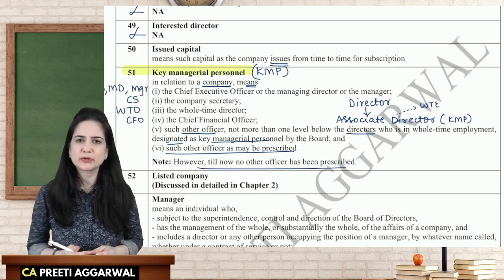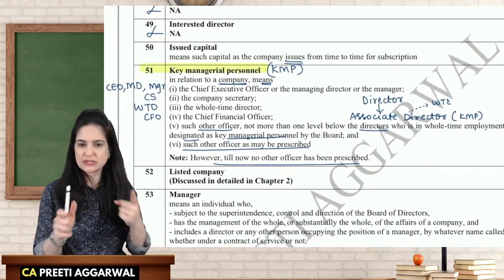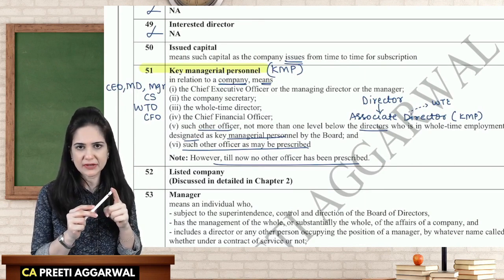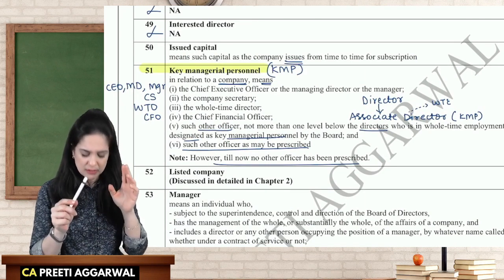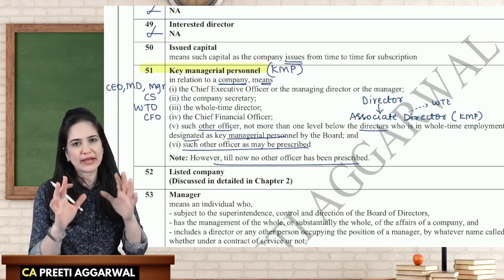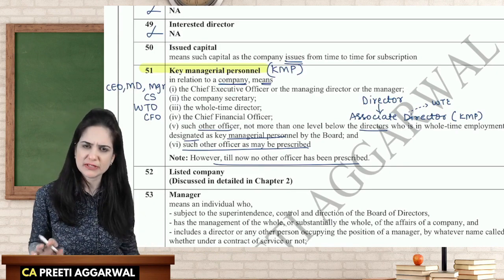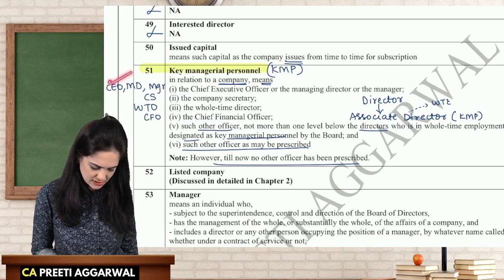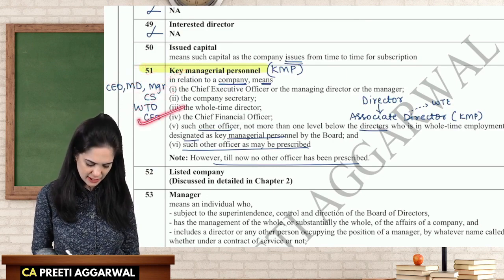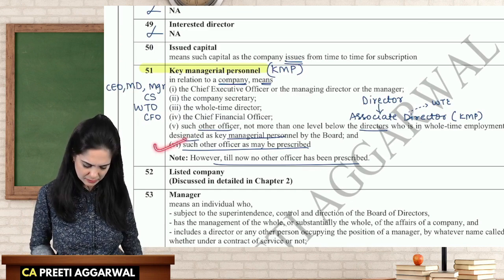It is always advisable to have a KMP policy of your own company. So who is included? Let us memorize. CEO, MD, manager, company secretary, whole-time director, CFO, any officer not one level below the director, and any other person as may be specified or prescribed. So easy. CEO, MD, manager, CS, whole-time director, CFO, any person not below one level to the director, and any other person as may be prescribed.